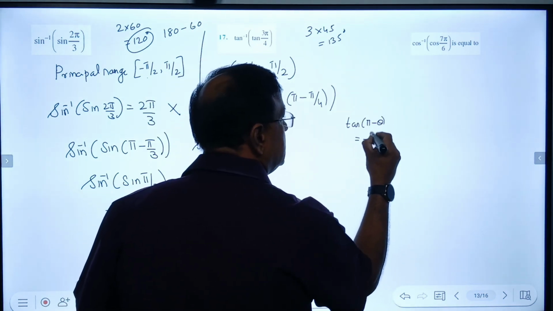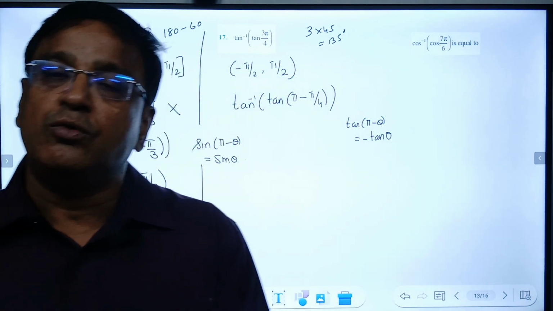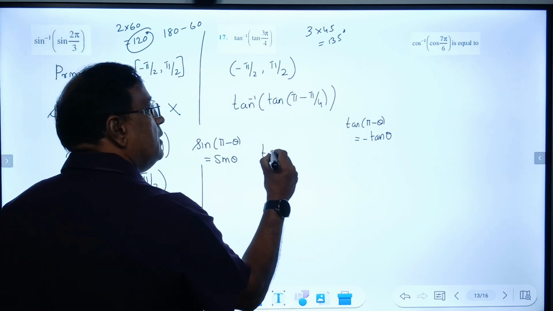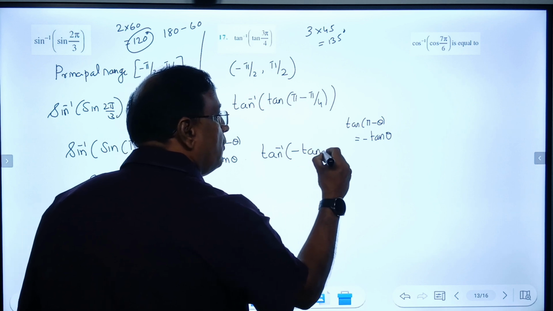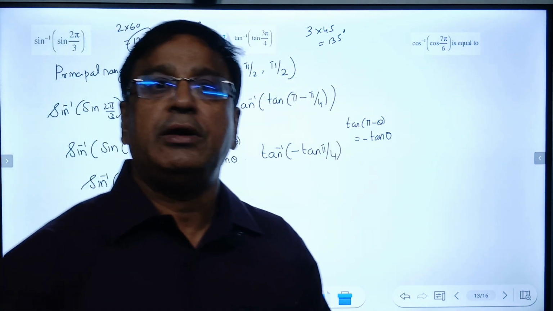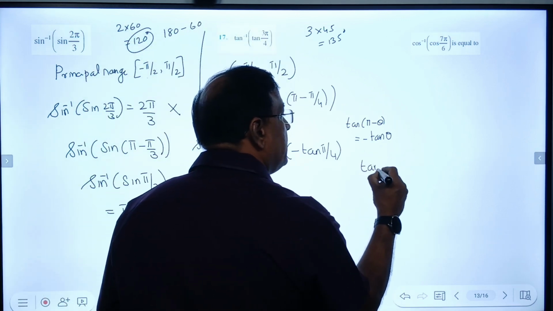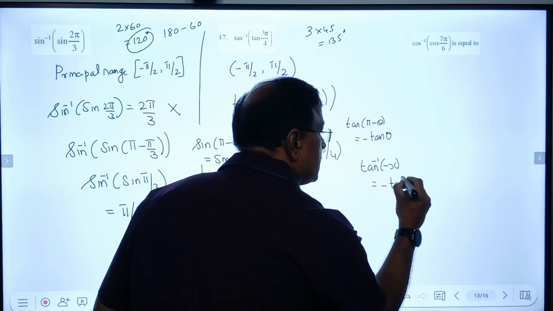Tan 180 minus theta is minus tan theta because tan is negative in the second quadrant, class 11th. Trigonometry will chase you always. This is tan inverse of minus tan pi by 4, correct? Now, what is tan inverse of minus x? It is minus tan inverse of x, correct?